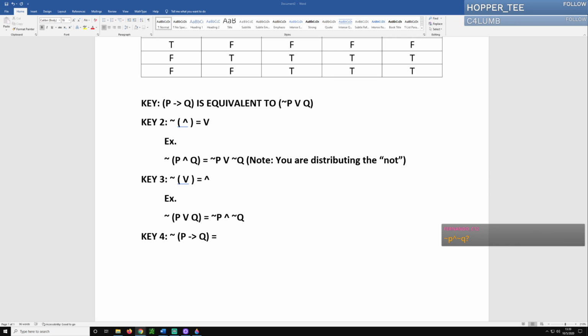Not P and not Q. That's really close, Fernando. Really, really close. So you're definitely on the right track here. I know you're very close. Don't worry, it's all about just putting the pieces together. So this is not P or Q.